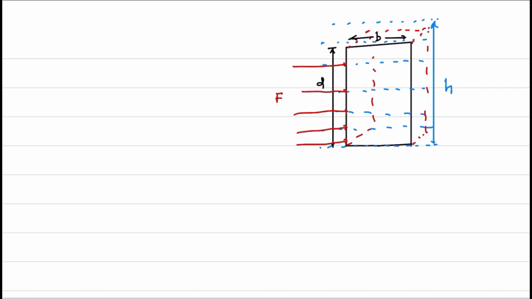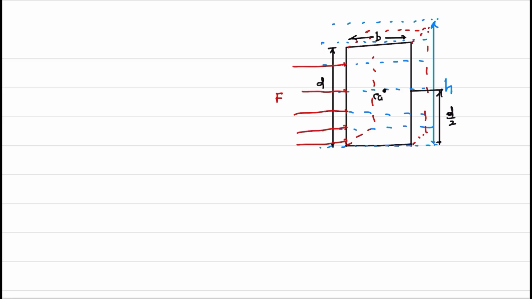Then the center of gravity of the object is this. The center of gravity acts at a height of D by 2 from the bottom, D by 2 of the total depth of the submerged rectangle. It is a rectangle. If it is not a rectangle, it may not be D by 2. If we take it as a rectangle, it is D by 2. Then that is the center of gravity.